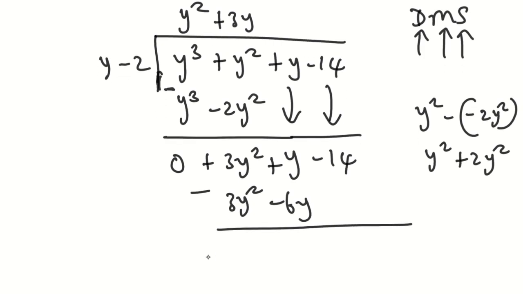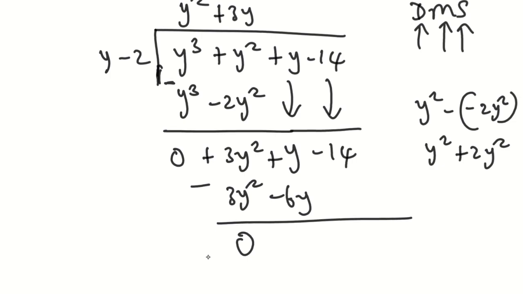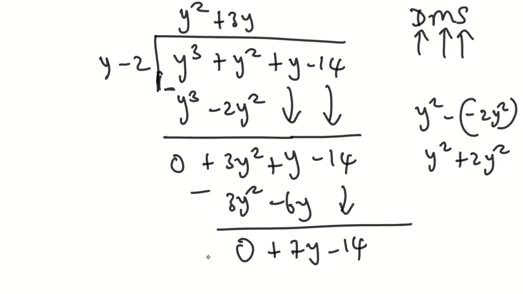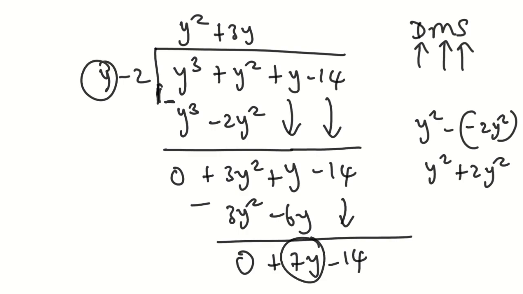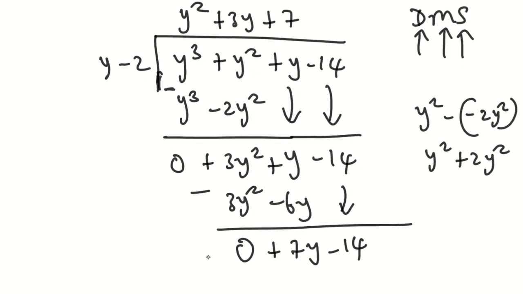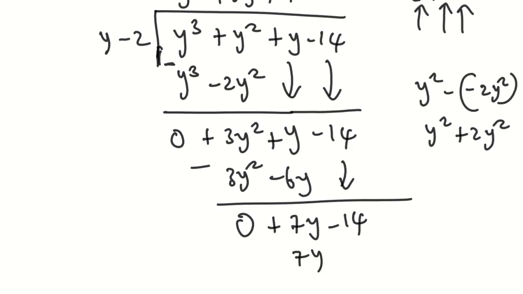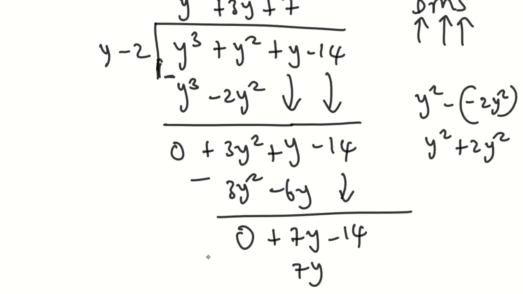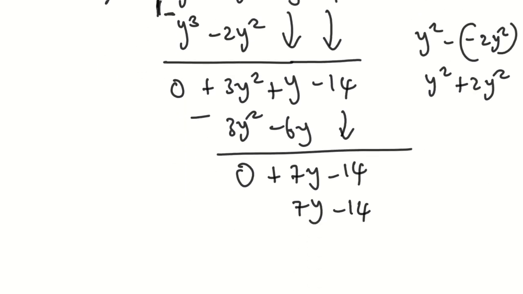3y squared minus 3y squared is 0. y minus 6y will be what? 7y. So plus 7y. You can bring down minus 14 again. So let's now divide. What's y into 7y? That's what? 7. So plus 7. Now use 7 to multiply y and negative 2. So 7 times y is what? 7y. Let's write it here. 7y. And what is 7 times minus 2? That's what? Minus 14.